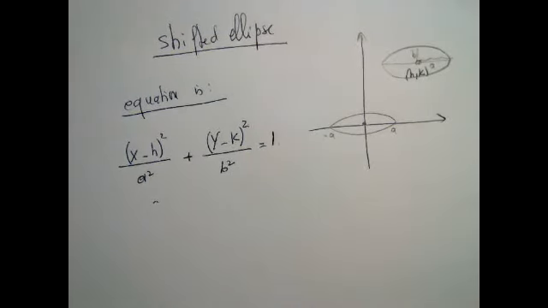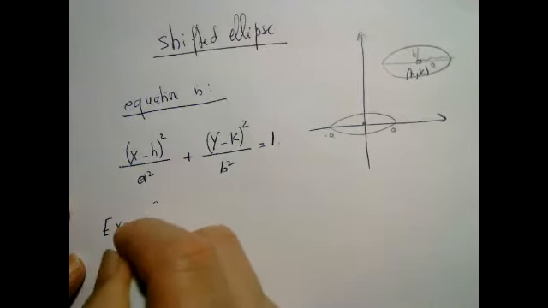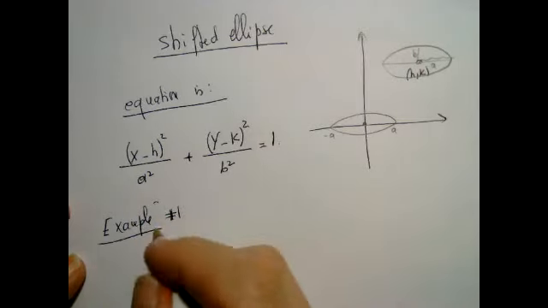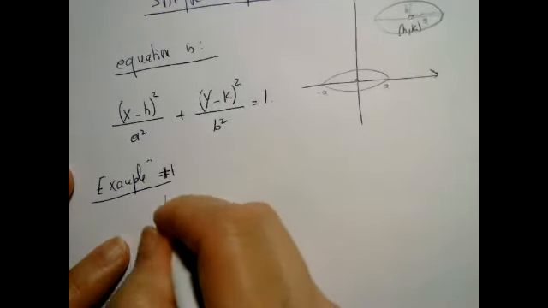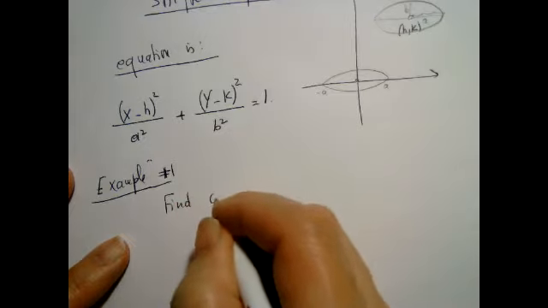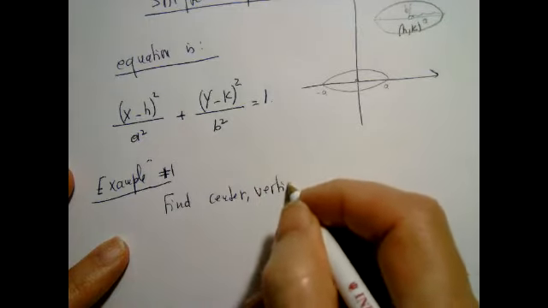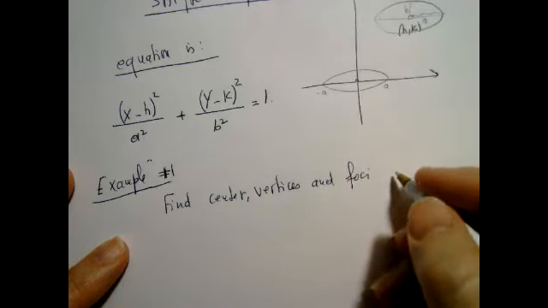Okay, so let's do a few examples to elaborate this idea. So here we are. Example number 1. It's the same as the regular ellipse, but we're actually shifting, so we're going to use the same principle in doing every one of those. Example number 1: find the center, vertices, and foci of the given ellipse.